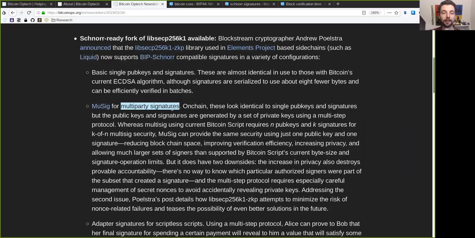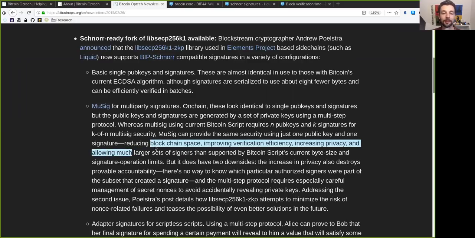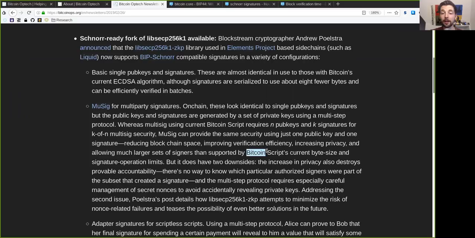MuSig for multi-party signatures. On-chain, these look identical to single pubkeys and signatures, but the pubkey and signature are generated by a set of private keys using a multi-step protocol, whereas multisig using the current Bitcoin script requires n pubkeys and k signatures for k-of-n multisig security. MuSig can provide the same security using just one public key and one signature, thus reducing blockchain space, improving verification efficiency, increasing privacy, and allowing much larger sets of signers than is supported by Bitcoin script's current signature operations limit.